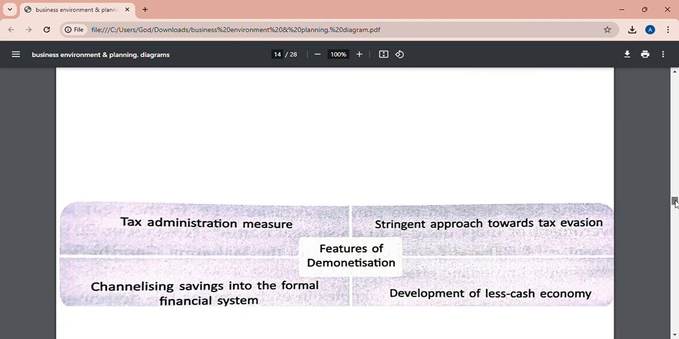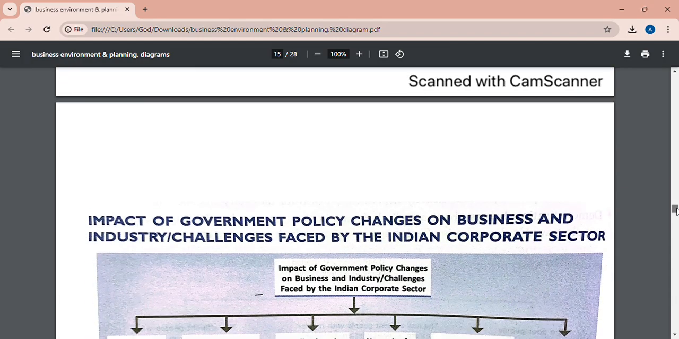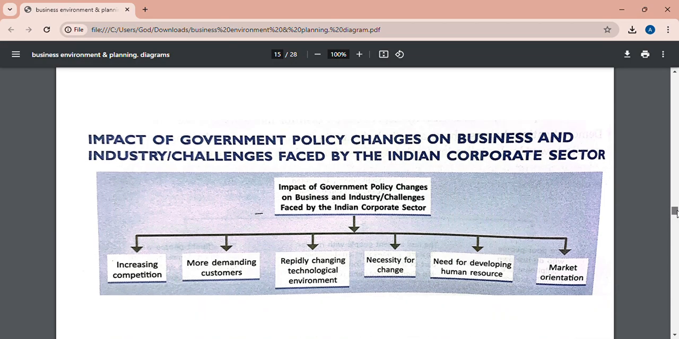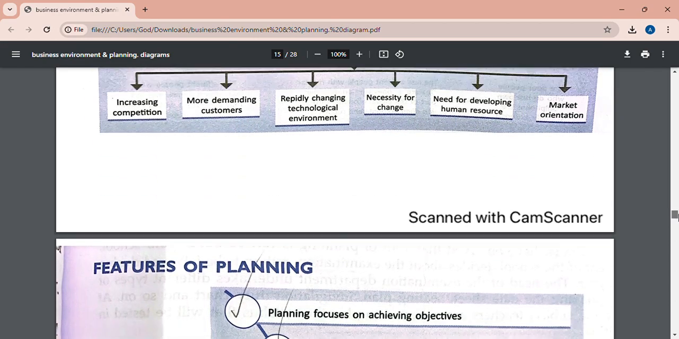And why is demonetization important? The features: you talk about the tax administration measure. It helps against tax evasion. It helps in curbing the cash economy and channelizing the savings into the formal financial system. So these are the features of demonetization. So what is the impact? It helps in better development of the market.